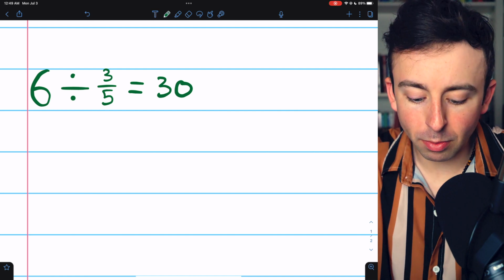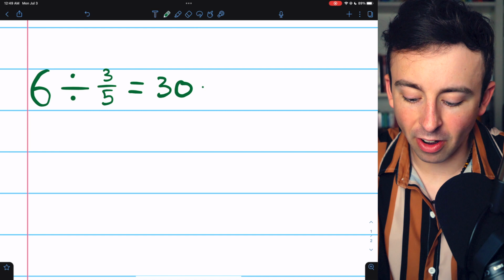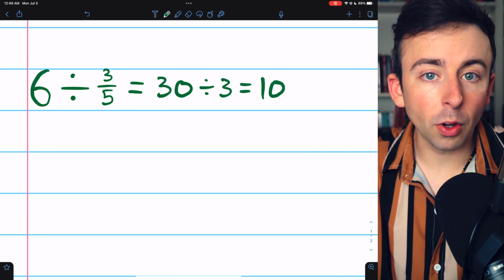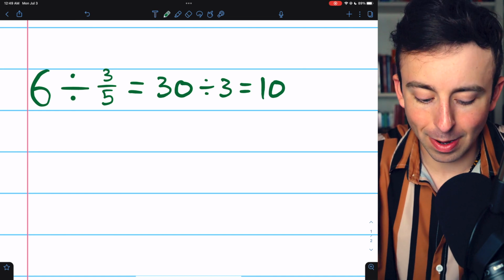So how many times do 3/5 go into 6? Well, that would be 30 divided by 3, which equals 10. Alternatively, we could use the keep, switch, flip strategy, which is probably what you'll typically use.